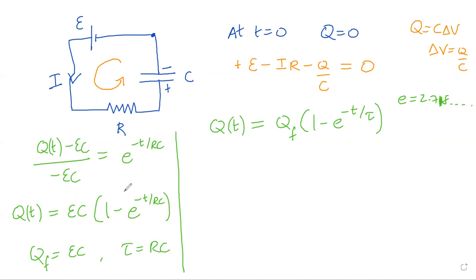So what can we see from this solution? We know that the exponent in the exponential has to be unitless, and so tau must have the same units as time. So it's a time constant. So tau is the time constant of the circuit. And that tells us, in fact, that RC has units of time. So that tells us that ohms times farads is equal to seconds.